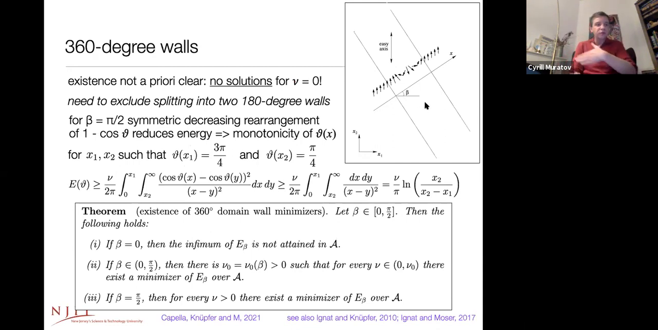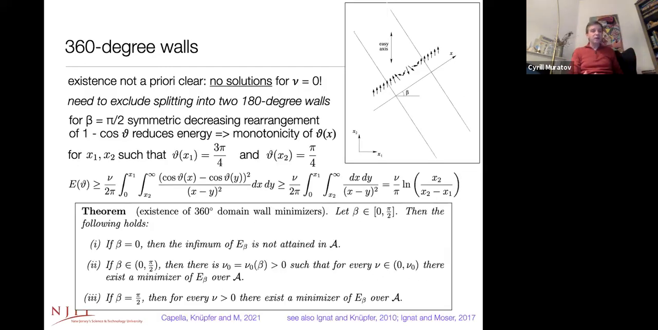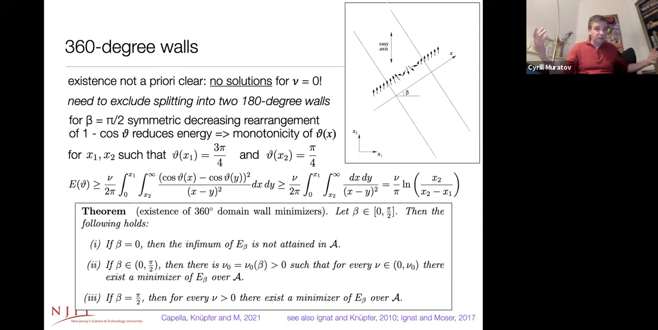Okay, and so we can look at the walls that have orientation along a vector that makes an angle beta with the first coordinate axis. And so this is what we're going to minimize. We want to minimize this energy in the absence of the applied field. Now, the first thing I have to say is that actual existence in such a problem is not at all trivial, because, for example, if there is no stray field interaction in the problem, there is no solution, because if nu equals 0, we know the only solutions to the Euler-Lagrange equation for this problem are the 180-degree wall solution.